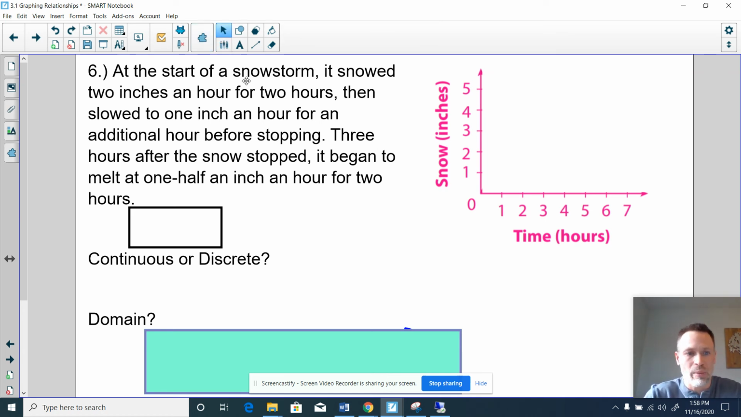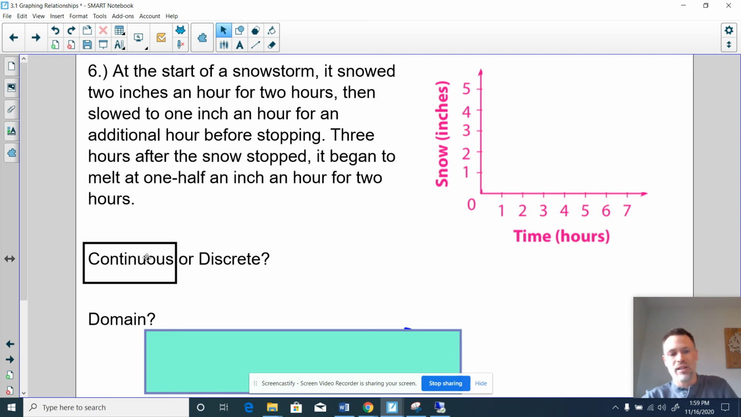At the start of a snowstorm, it snowed 2 inches an hour for 2 hours. So think about this before I even go any further. We're going to have to answer the question, is this continuous or discrete? Just think of how ridiculous it would be for a snowstorm to be discrete. Probably be dangerous, right? So all of a sudden you snap your fingers and boom, 2 inches of snow just falls on the ground. You probably have a whole lot of broken necks for people walking around outside. So right away, I'm going to say that a snowstorm is not discrete. It is a continuous situation.